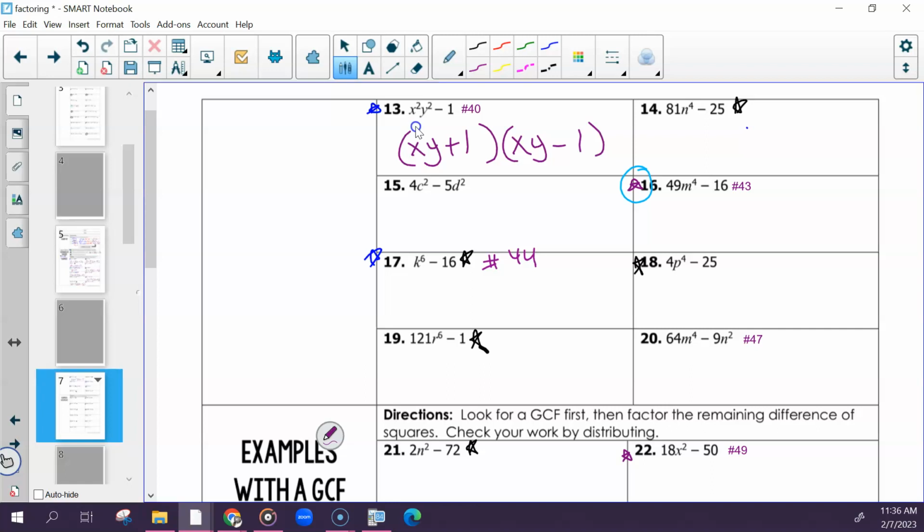For 14, notice that one of the exponents has an exponent of 4. You do the same exact thing. Anytime this exponent is not 2, but it's even, you're just going to cut it in half, divide it by 2. So what do we think those factors would be? 9n squared plus 5, or minus 5, the order does not matter.